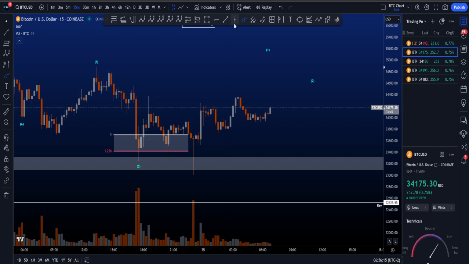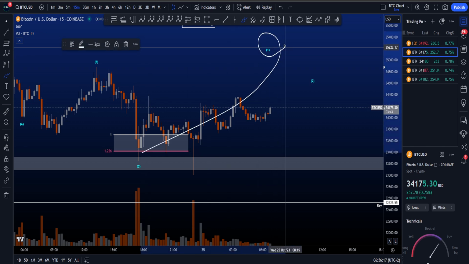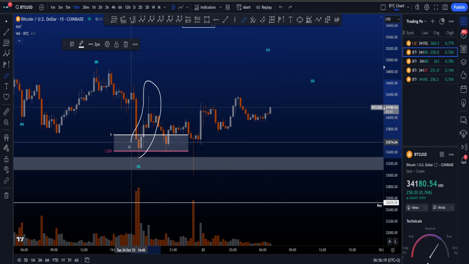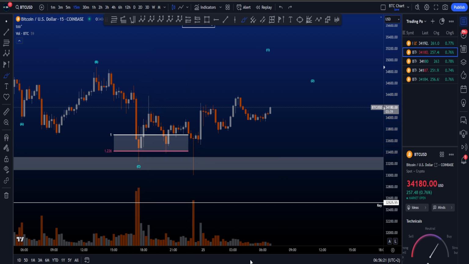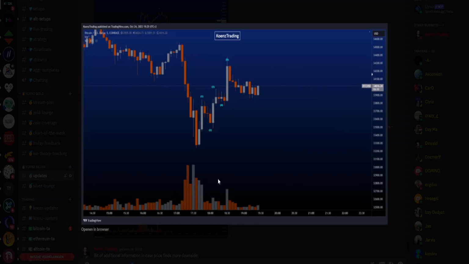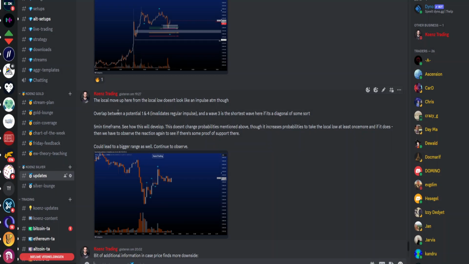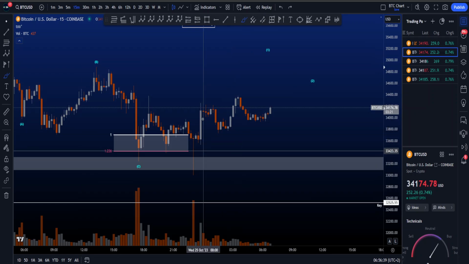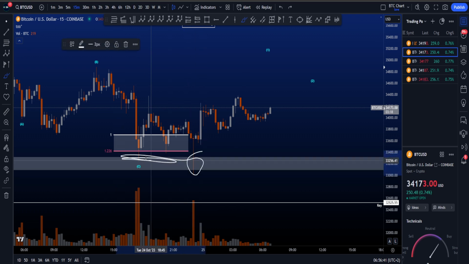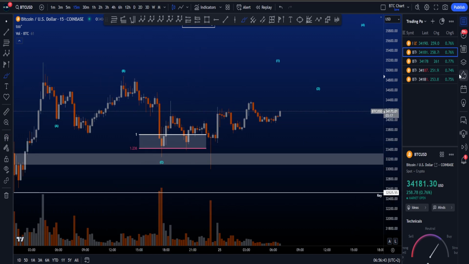Another reason for the probabilities of this not yet being an impulsive move to the upside was this bounce from the low of wave C, because you can count this as a 1, 2, 3, 4 and then a wave 5. The problem, however, which I mentioned yesterday, is there's overlap between 1 and 4, and wave 3 is the shortest, which is not allowed in any diagonal structure, and this increases the probabilities to take the local low at least once more, which on my chart has happened over here, but on other charts not yet at least.